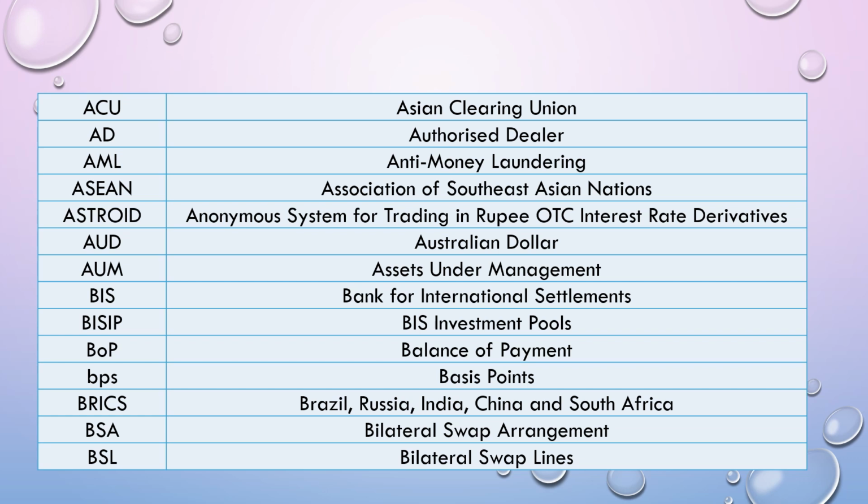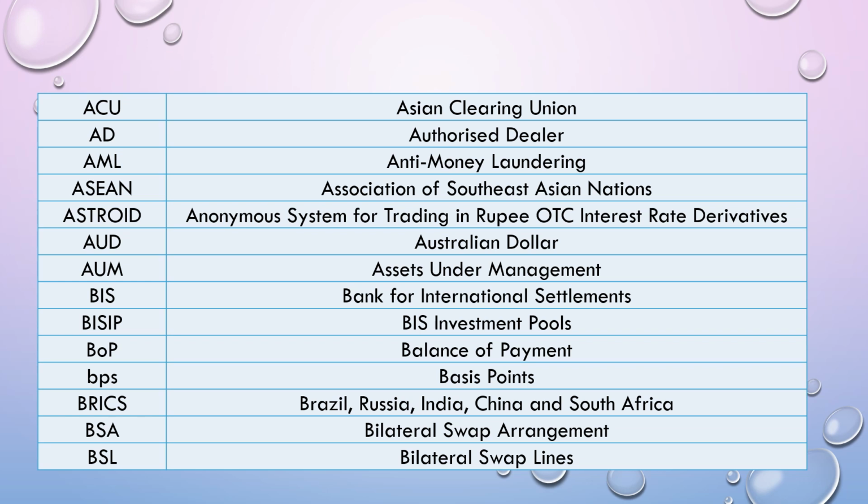BOP, Balance of Payment. BOP, Balance of Payment, is the method by which countries measure all of the international monetary transactions within a certain period. BPS, Basis Points. These are a unit of measure used in finance to describe the percentage change in the value or rate of a financial instrument. BRICS, as we know, is an association of Brazil, Russia, India, China, and South Africa. It is primarily an economic association of these nations.